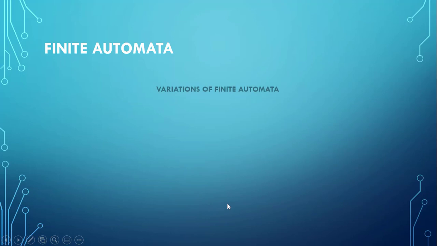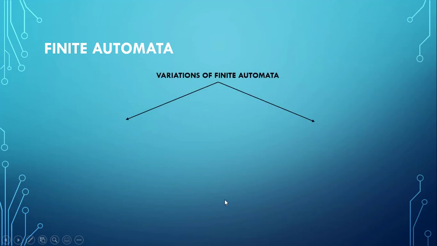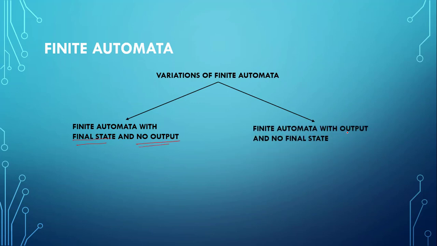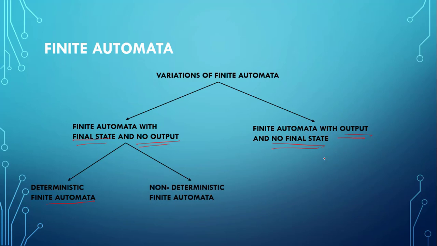So let us see the classification of our finite automata. There are two variants of finite automata. One variant is finite automata with final state and no output. The other variant is finite automata with output and no final state. Again, these two are further classified into two other variants each: deterministic finite automata and non-deterministic finite automata, and the Moore machine and Mealy machine. We will see the in-depth functioning and designing of these four machines in our next series of sessions.